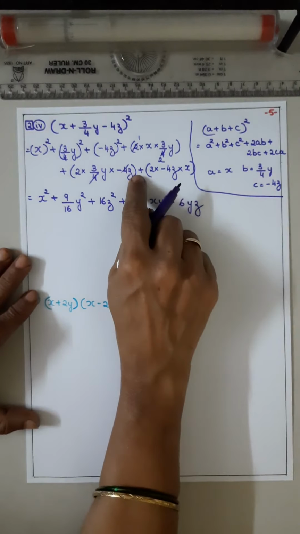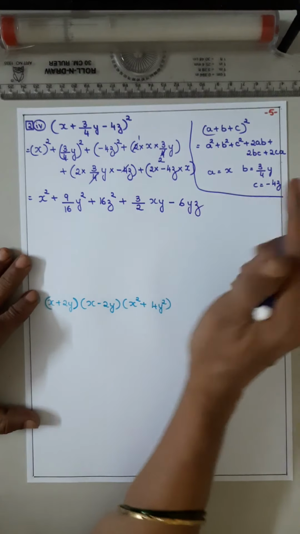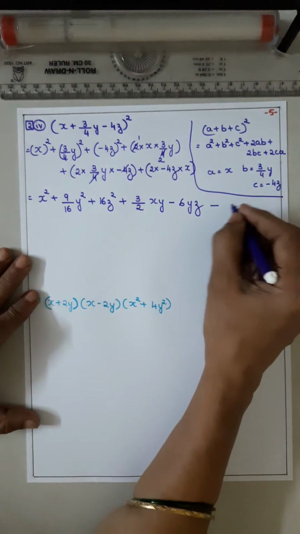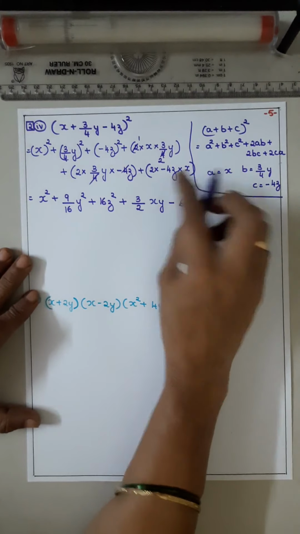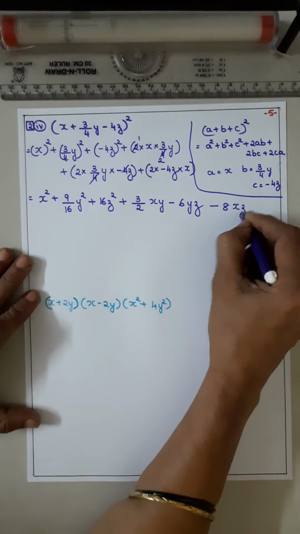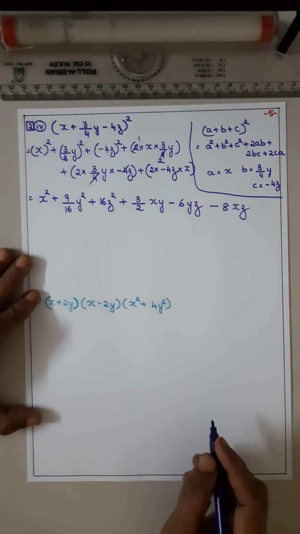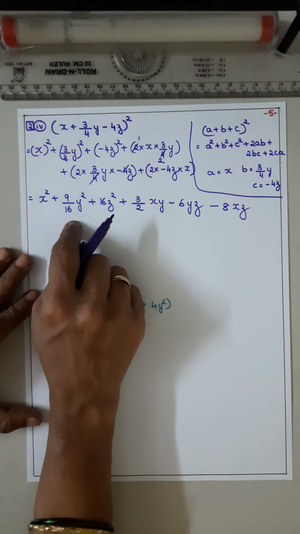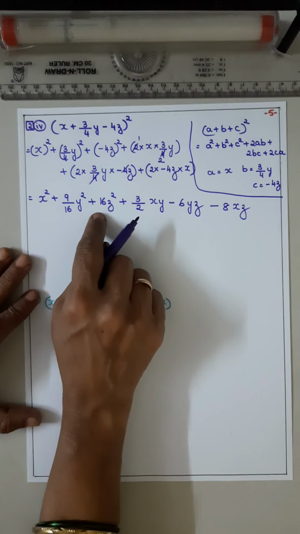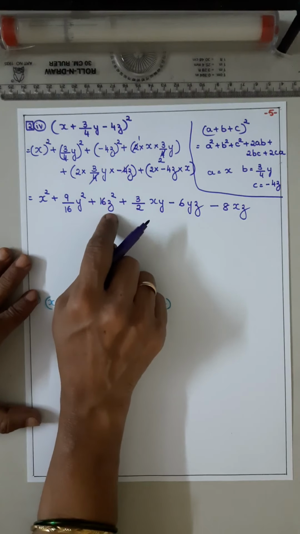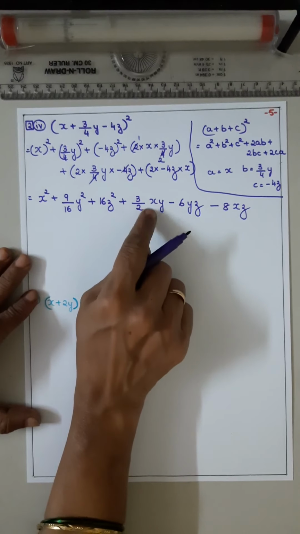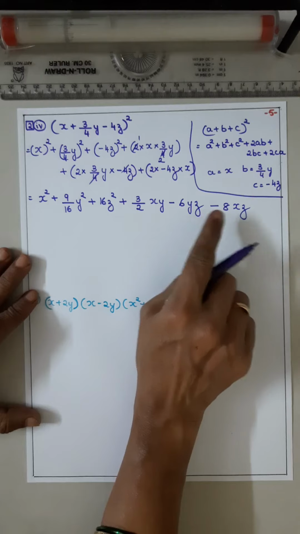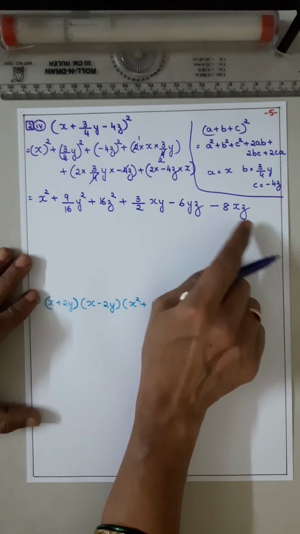Now here it is plus, but inside one minus is there, that is why minus. 2 4s are 8 xz. So the answer is x squared plus 9 by 16 y squared plus 16 z squared plus 3 by 2 xy minus 6yz minus 8xz.